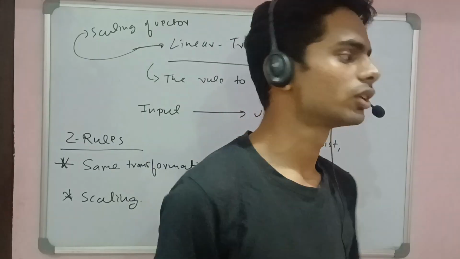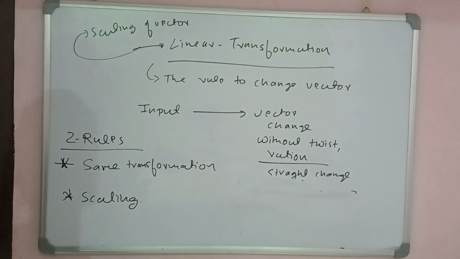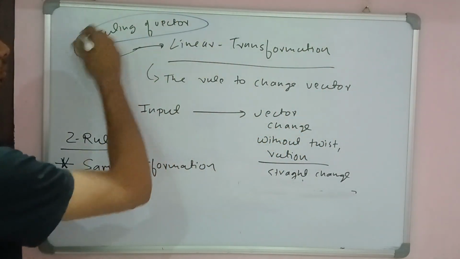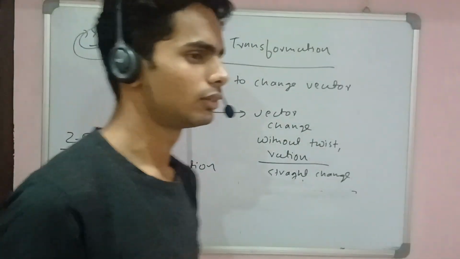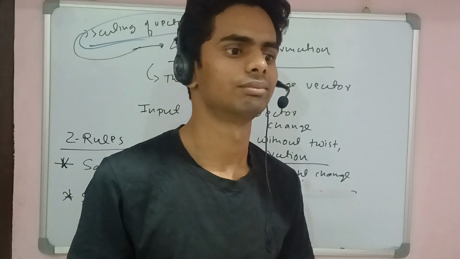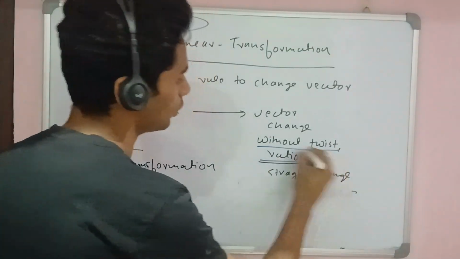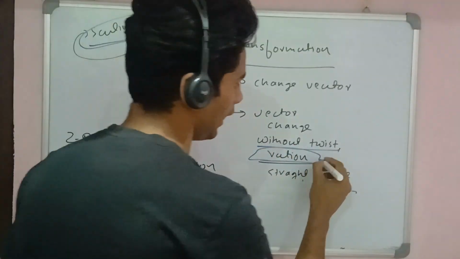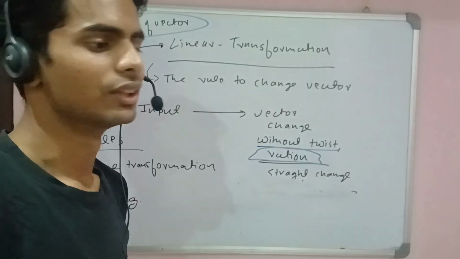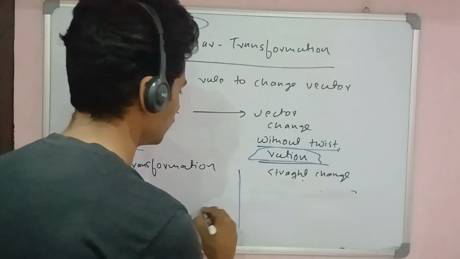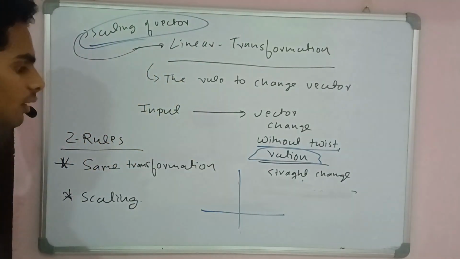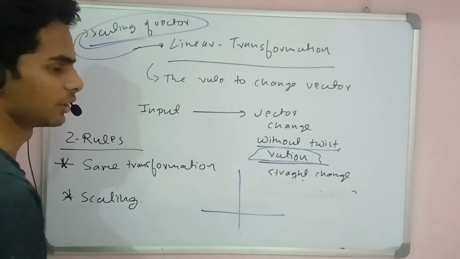So let's come to understand linear transformation. It is all about scaling a vector, with the limitation that it is without twist, without rotation, and without any variation. Now suppose we have this particular vector.